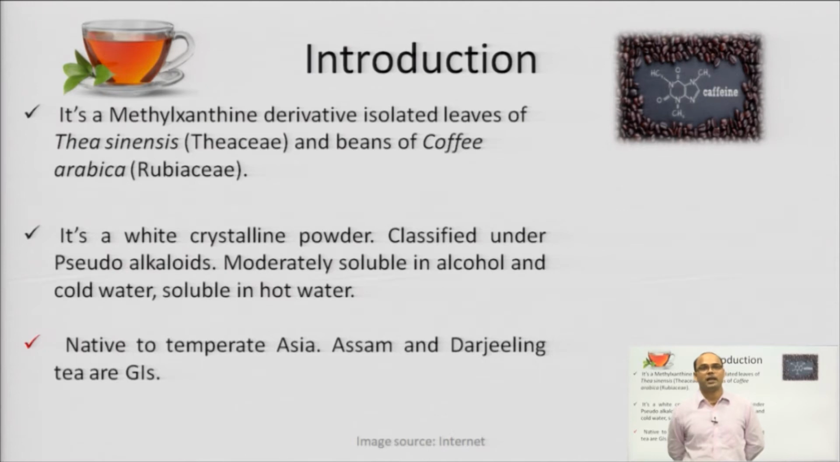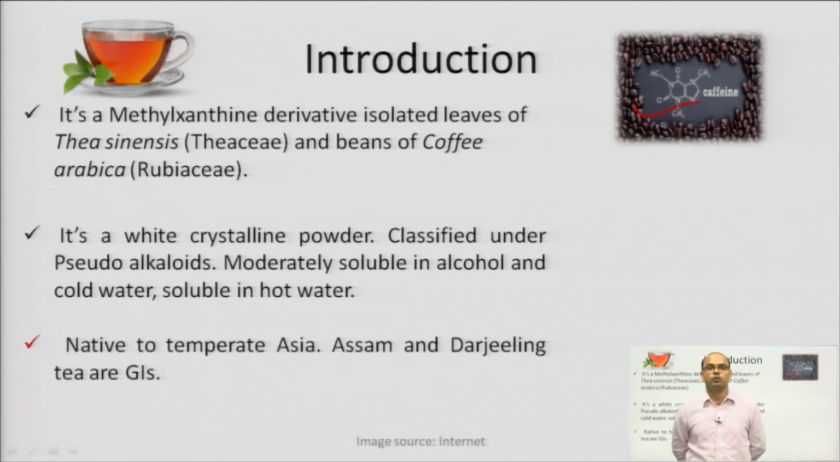Caffeine is a methyl xanthine. Chemically, if you look at the structure, it's a methyl xanthine, and it is isolated from two sources. You can isolate it from the leaves of your tea which you drink daily. It can be isolated from the Thea sinensis leaves, which belongs to the family Theaceae, and the beans of coffee arabica, which belongs to the family Rubiaceae. So you have two sources for your caffeine.